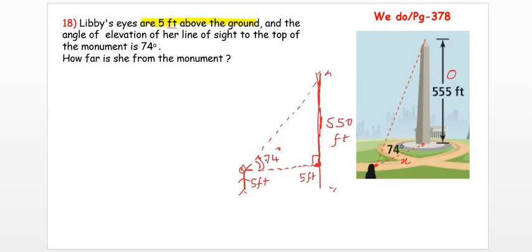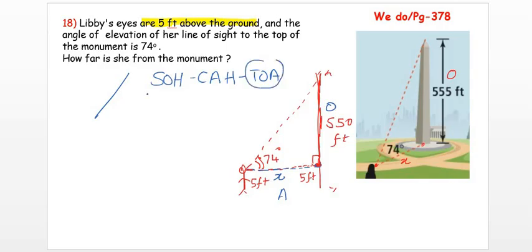And according to her, this is the opposite, right? And we are trying to find how far she is from the monument, so we are trying to find this distance from the building to the person. Clear? So this is going to be opposite, this is going to be adjacent. So how can we find the opposite and the adjacent? It's a right angle triangle. So you can think about it: is it SOH, CAH, or TOA? Which ratio will help us find the adjacent? Since it's opposite and adjacent, TOA can help me.